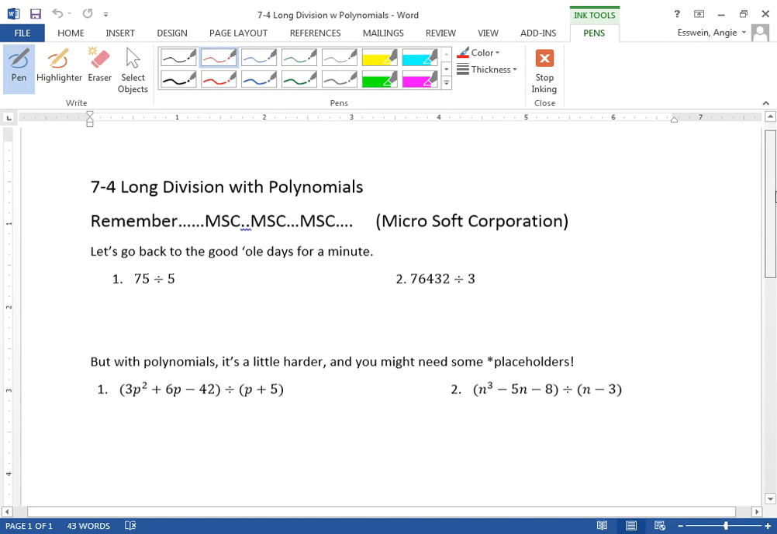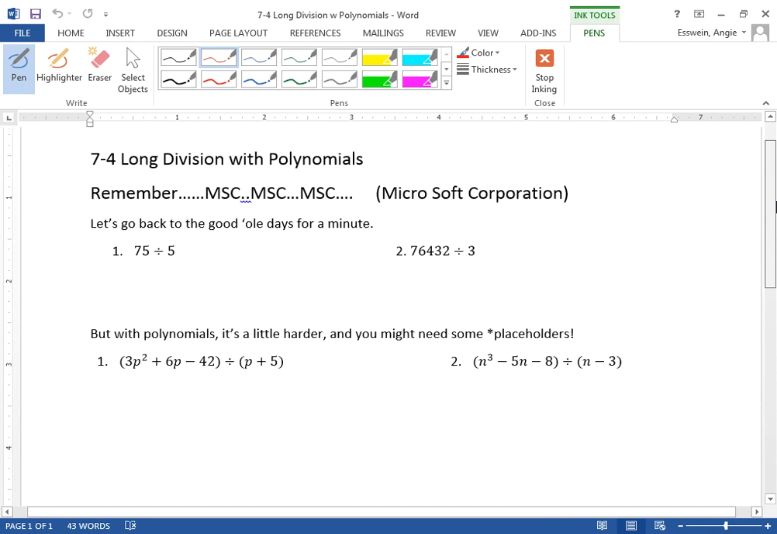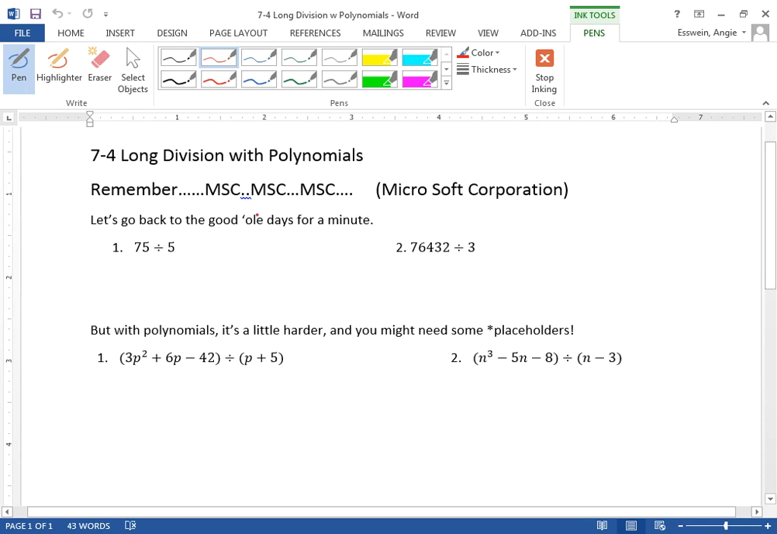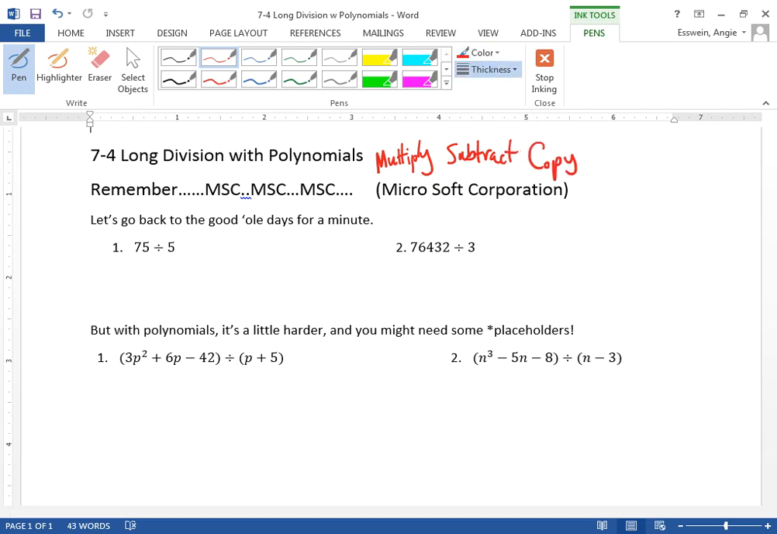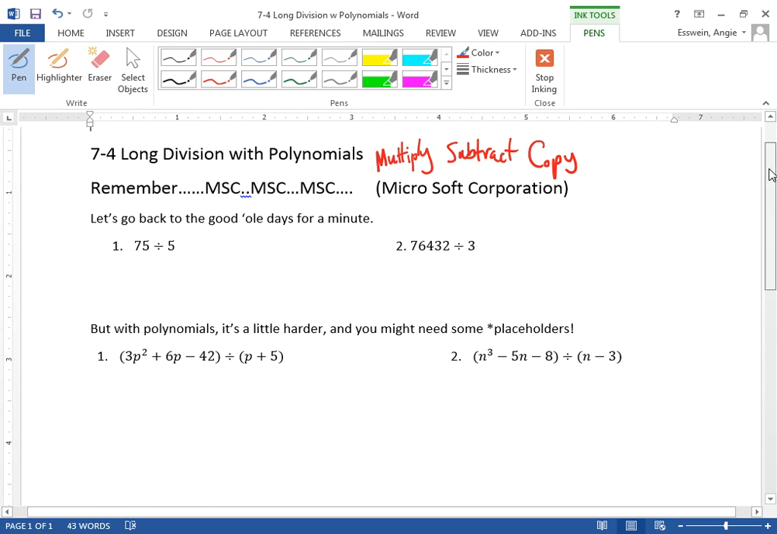Something to help you remember as we do this is Microsoft Corporation. What you repeatedly do so you don't lose track of where you are is multiply, subtract, copy. Let me write that somewhere. It doesn't stand for Microsoft. It stands for: when you do long division, you multiply, subtract, and copy. Multiply, subtract, and copy.